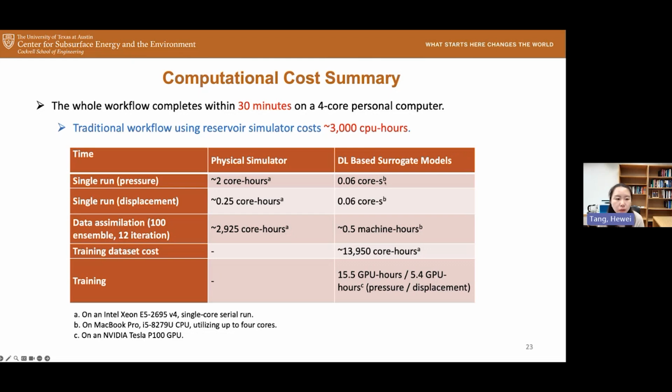So here I summarize what a single run for pressure and displacement takes for the physical simulator, and what it takes for deep learning-based surrogate models. And I also summarize the training data set cost here. We need to admit that all the computational efficiency achieved by this history matching workflow is due to the fact that we generated a really large training data set to train the surrogate model.